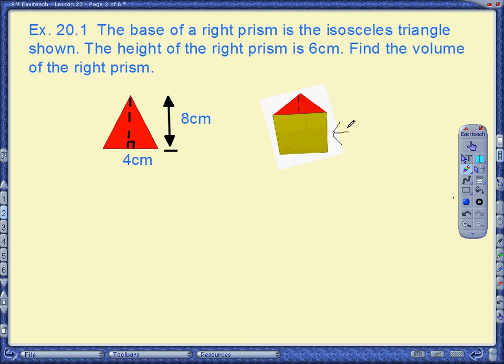This is the capital H, however. This is the height, the large height. I'm going to get a bigger, thicker line here. So that is the height of the whole shape.